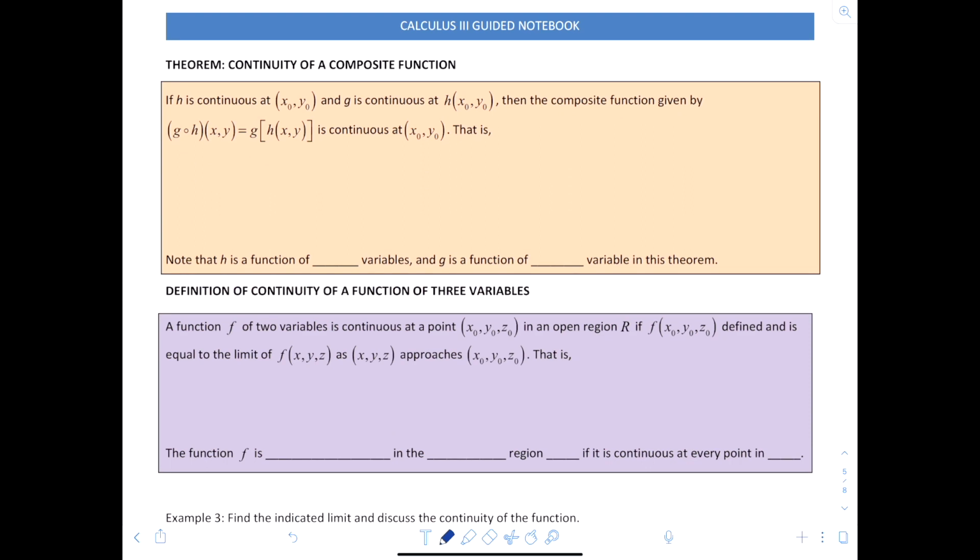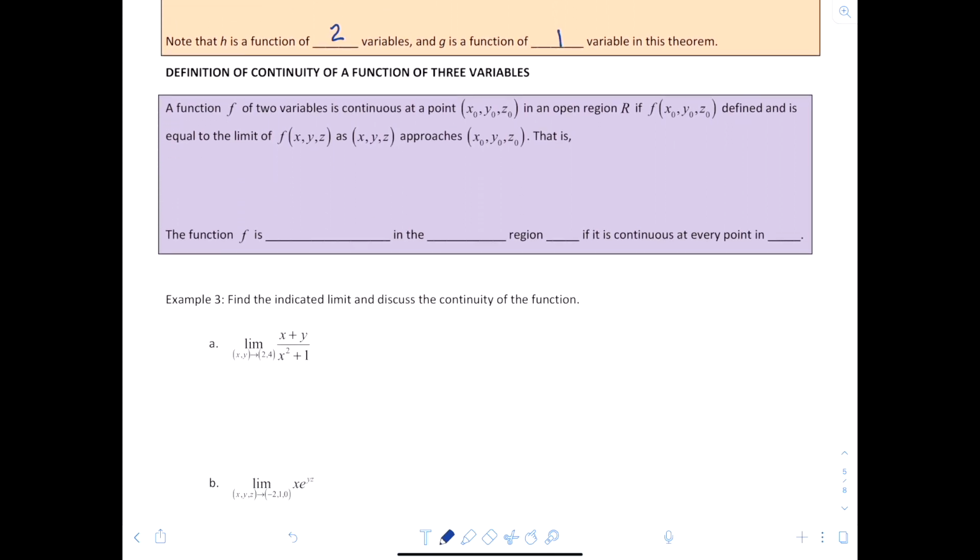If h is continuous at x0, y0, and g is continuous at h at x0, y0, then the composite function given by g composed with h at x and y is equal to g evaluated at h of x and y, and that is continuous at x0, y0. What does that mean? That means that the limit as x and y approach x0, y0 of g at h at x and y is equal to g at h evaluated at x0, y0. Note that h is a function of two variables, but g in this theorem is a function of just one variable. Cool? Now we're going to extend the definition of continuity of a function to three variables.